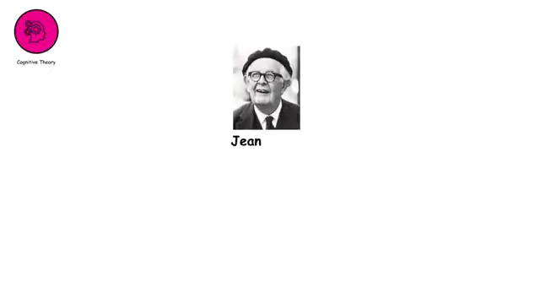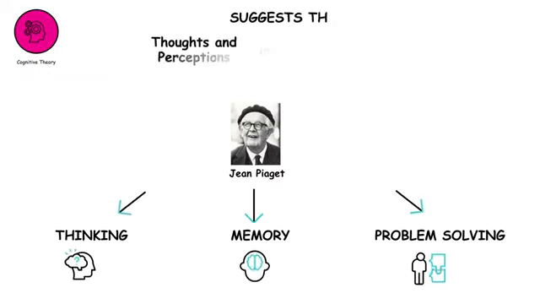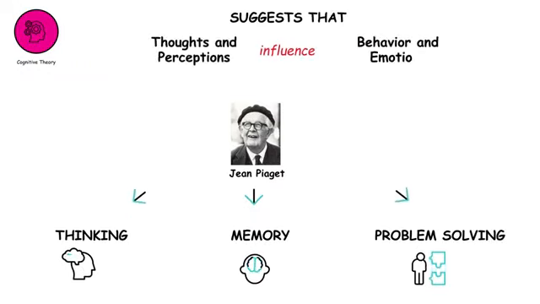Cognitive theory. This theory, championed by Jean Piaget and others, focuses on mental processes like thinking, memory, and problem-solving. It suggests that our thoughts and perceptions influence our behavior and emotions.